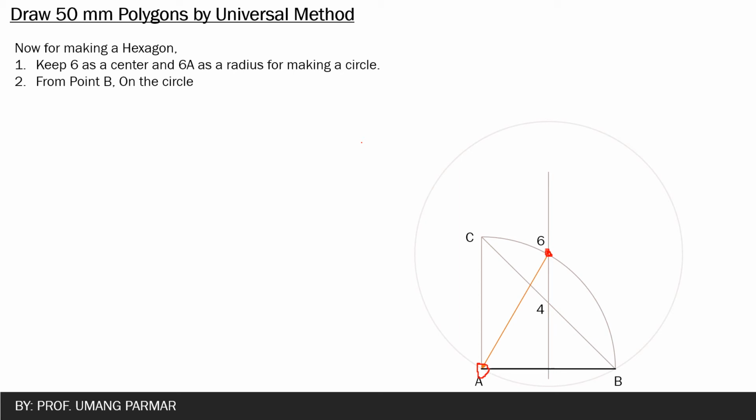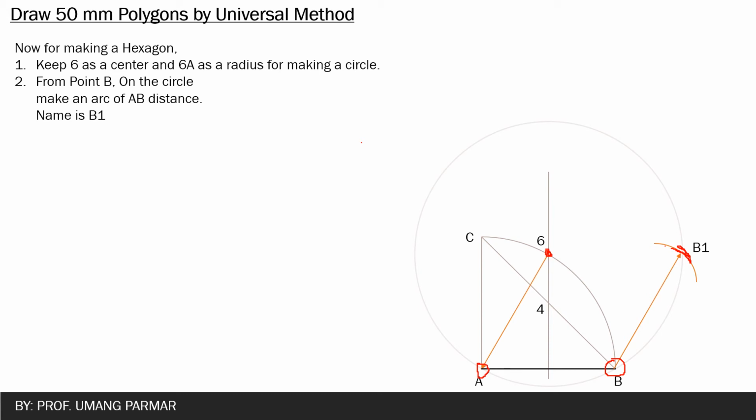Step number 2: with point number B, which is on the circle, as the center, we make an arc of distance AB and name it B1. So B is the center. We will make an arc, so this is going to be your arc, and from B to this arc the distance will be AB, and we will name it B1.